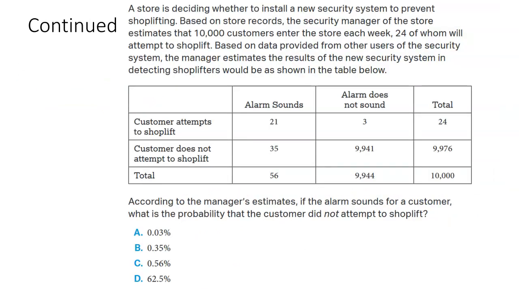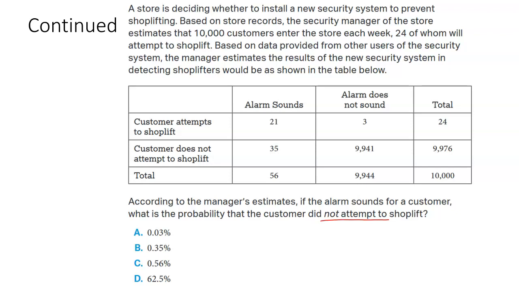Now here we're given a two-way table on the efficacy of a security system. Based on the data provided from the other security systems, he's able to estimate the efficacy of a new one that he's installing. According to the estimates, if the alarm sounds for a customer, what is the probability that the customer did not attempt to shoplift?